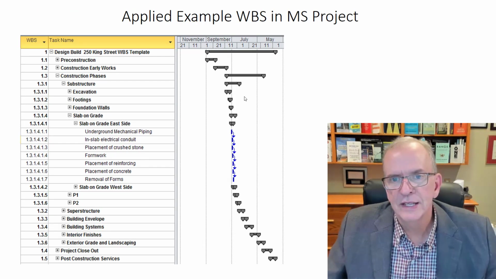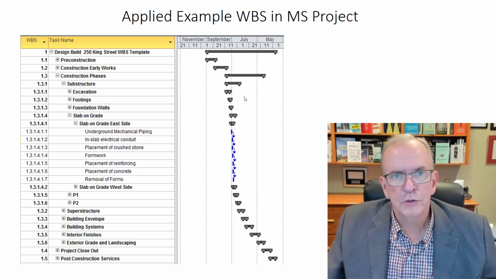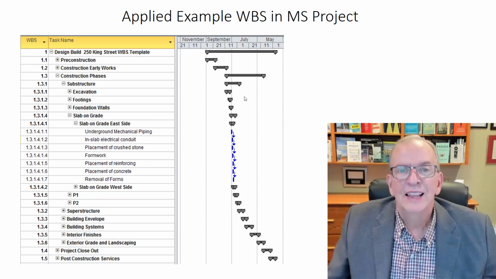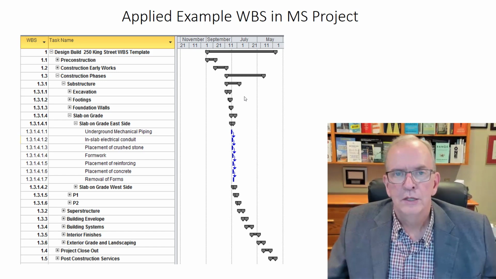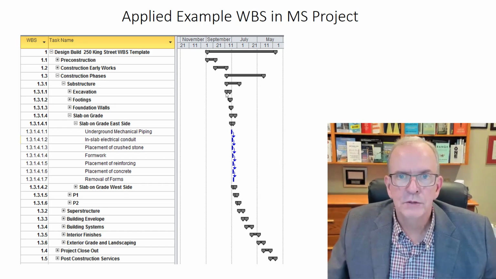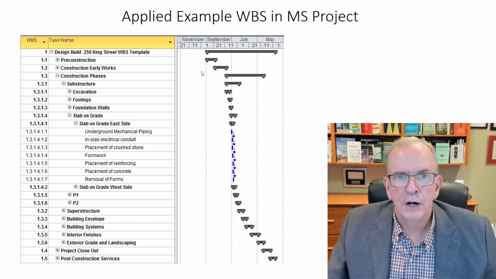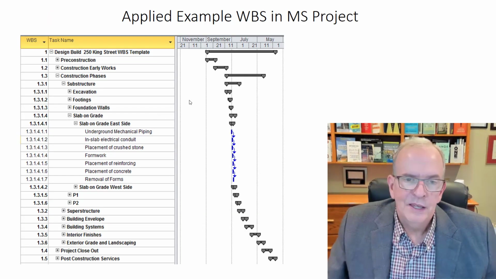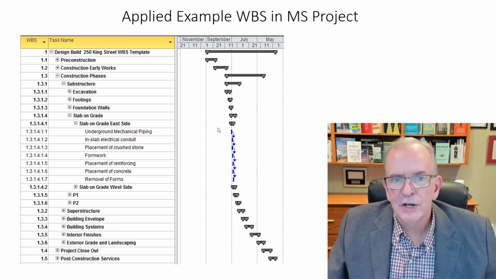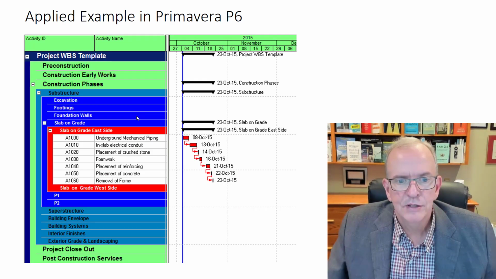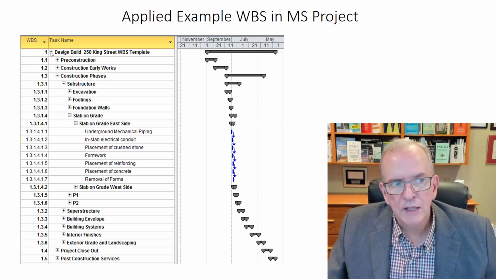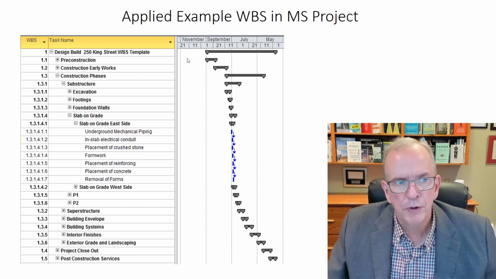Now, if we looked at it in scheduling software, in construction we're likely going to be using one of two scheduling softwares. We're either going to be using MS Project or Primavera P6. When we talk about work breakdown structures, they basically look the same. So these are the same projects that I just put into either one. At the highest level, as I said, we've got this project here, so that would be this particular 250 King Street project.